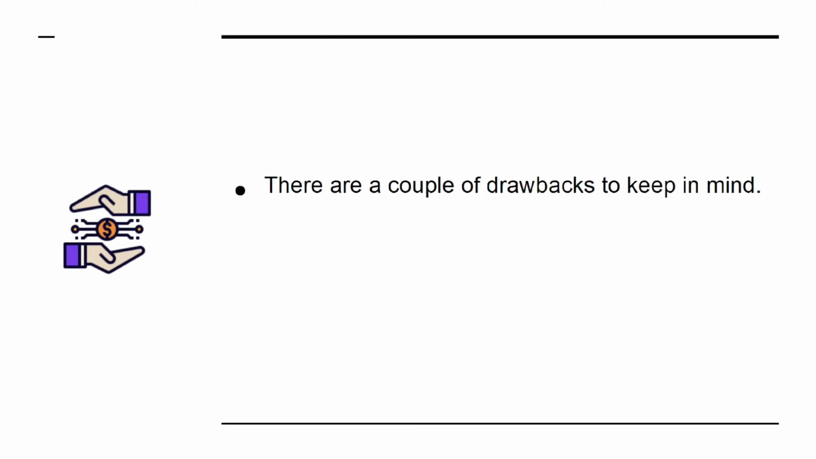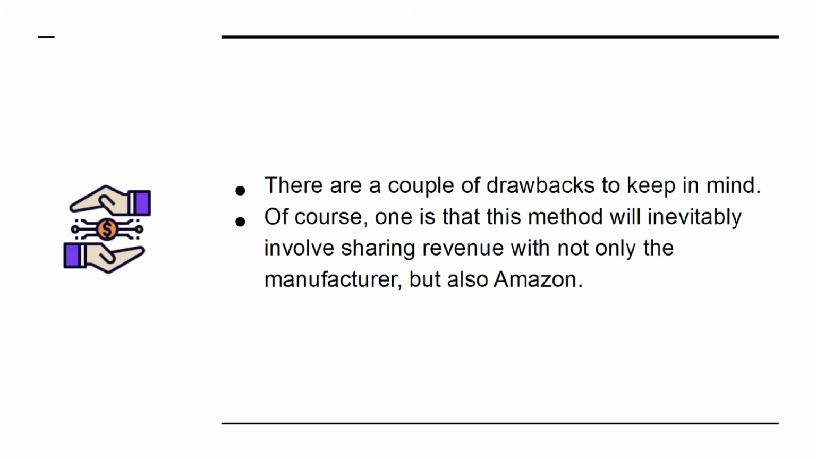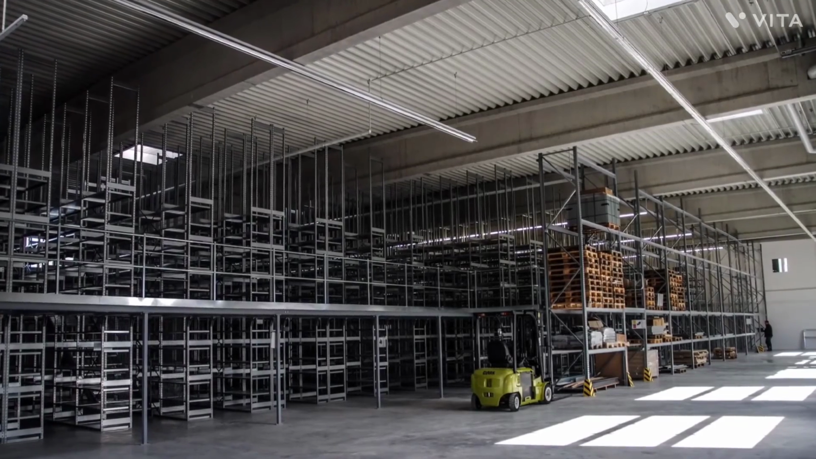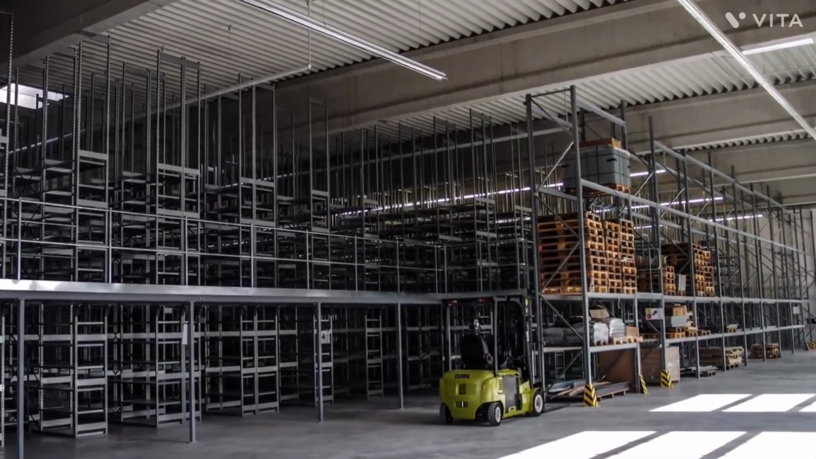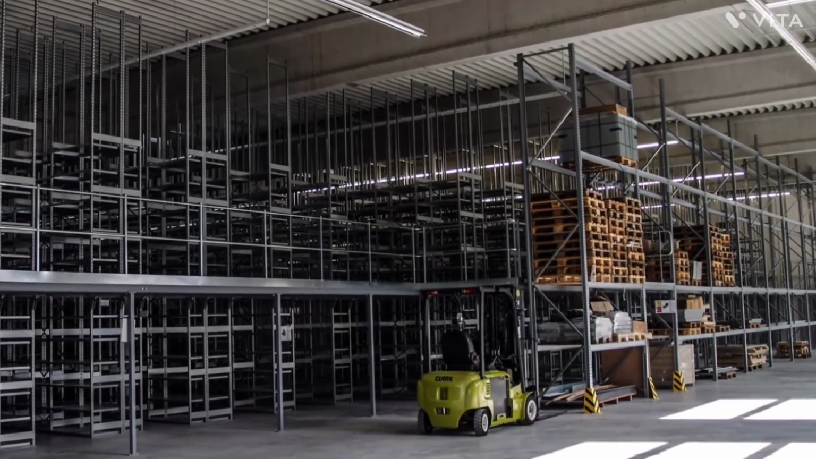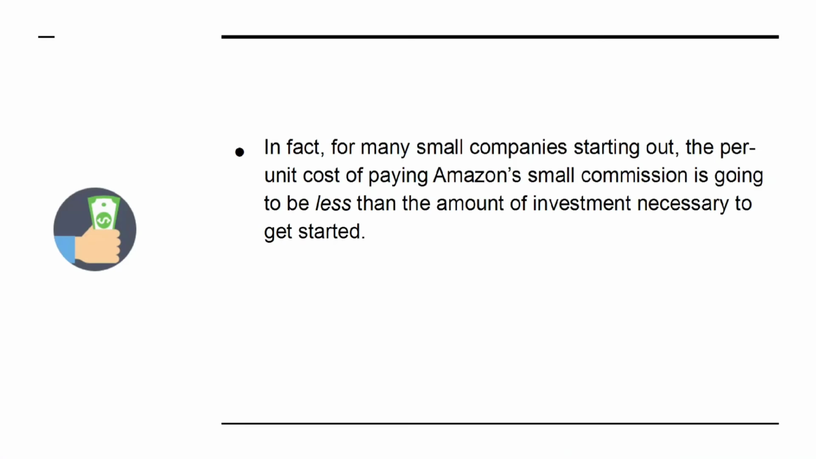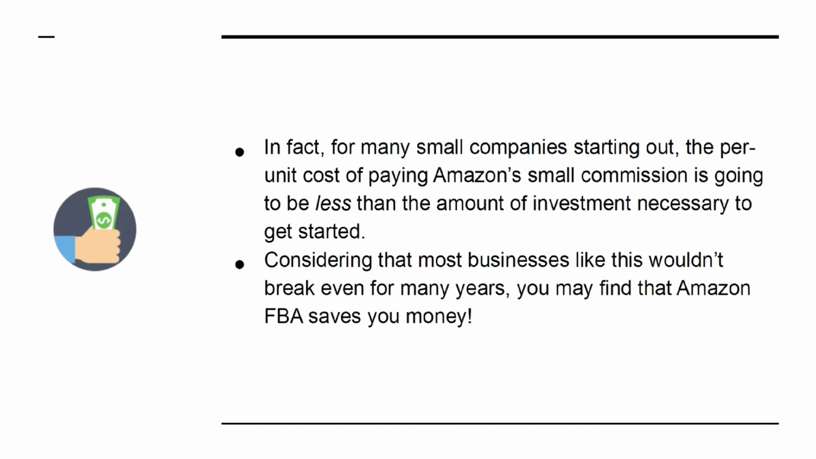There are a couple of drawbacks to keep in mind. Of course, one is that this method will inevitably involve sharing revenue with not only the manufacturer but also Amazon. But on the plus side, it means you don't need to own a warehouse in order to store items yourself. And you don't need to handle the complex and frustrating logistics of, well, logistics. In fact, for many small companies starting out, the per unit cost of paying Amazon's small commission is going to be less than the amount of investment necessary to get started. Considering that most businesses like this wouldn't break even for many years, you can find that Amazon FBA saves you money.